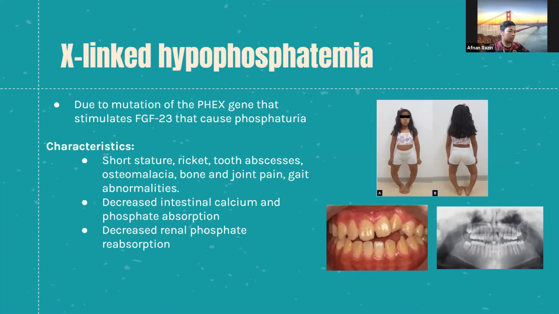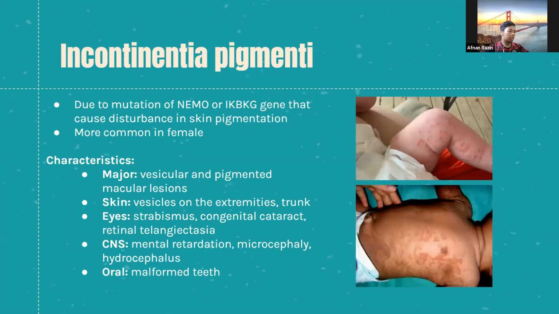And then there is also decreased intestinal calcium and phosphate absorption. So there will be phosphaturia and then hypophosphatemia. And then there is also decreased renal phosphate reabsorption. As you can see in the picture, that is a picture of rickets of the femur, and then a picture of tooth abnormalities. Okay, moving on to Incontinentia Pigmenti.